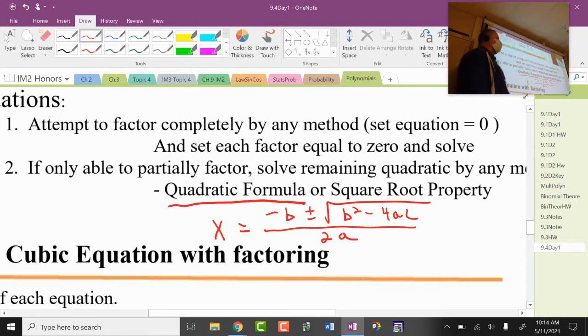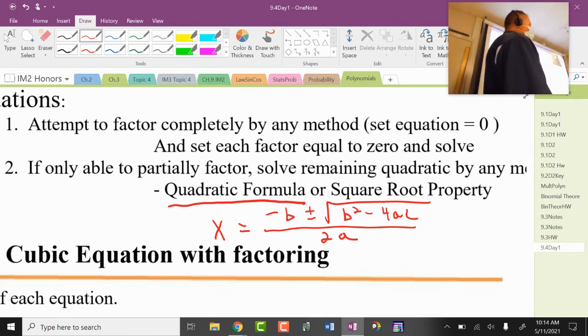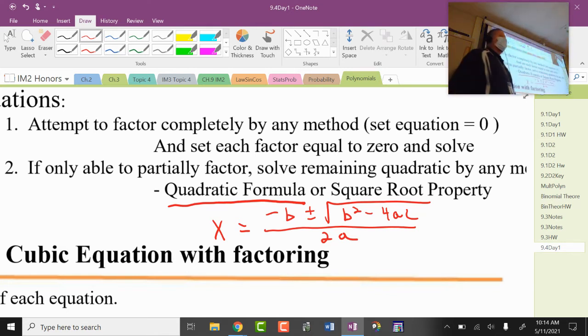This is a last resort. This is if you cannot factor. Hopefully you get to be a good factor. But if it's not factorable, then you have to solve. Square root property. That's the test.